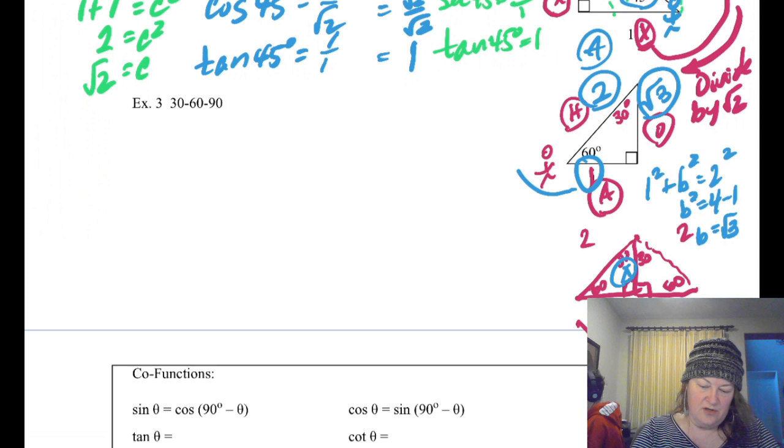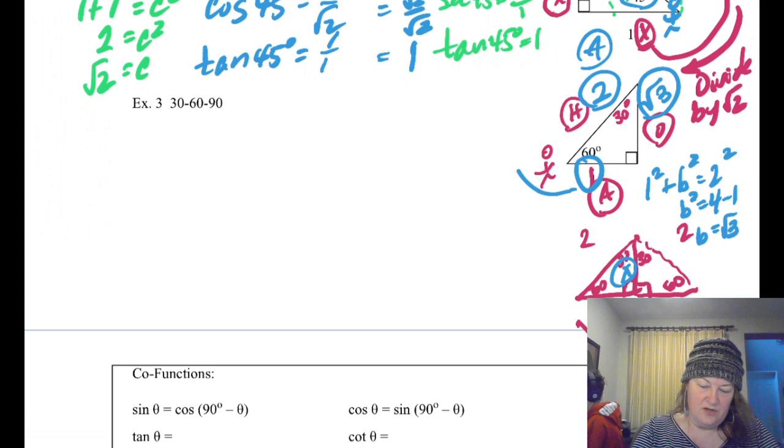All right, so continuing on, let's go ahead and write down our trig functions from here. So I'm going to be doing it from 60. So sine of 60 is going to be opposite over hypotenuse. So that is radical 3 over 2. Cosine of 60 is going to be A over H, that's 1/2. Tangent of 60 is going to be O over A, which is radical 3 over 1.